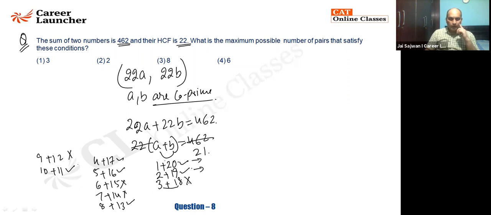So how many values are there? 1 value is there, 2 values there. This is 3rd, 4th, 5th, 6th. 6 values are coming there. Yes. So whoever has given the answer 4, I would like to call their name.